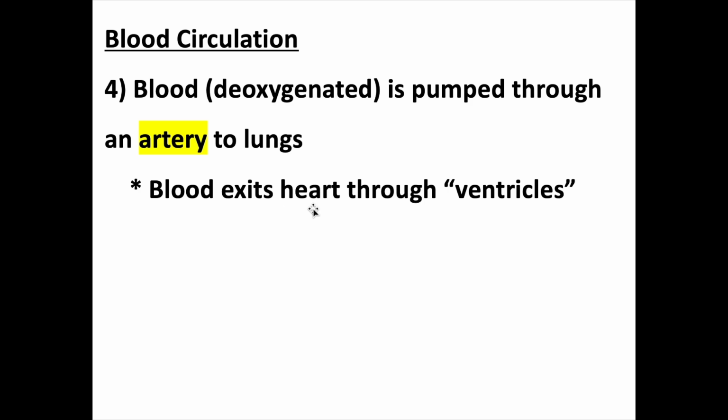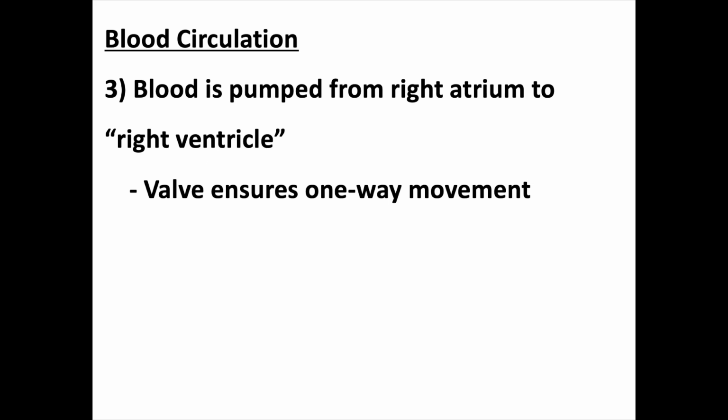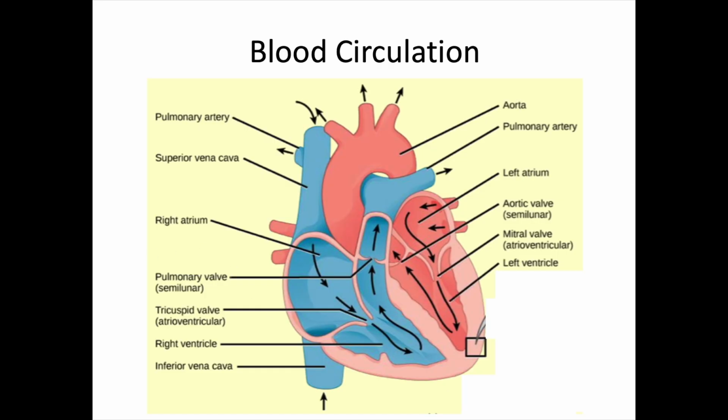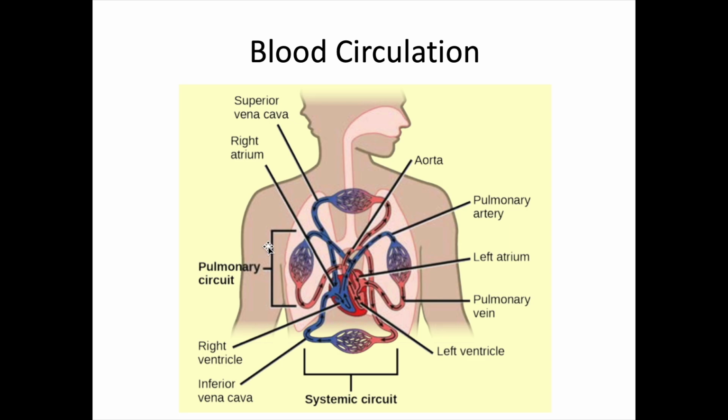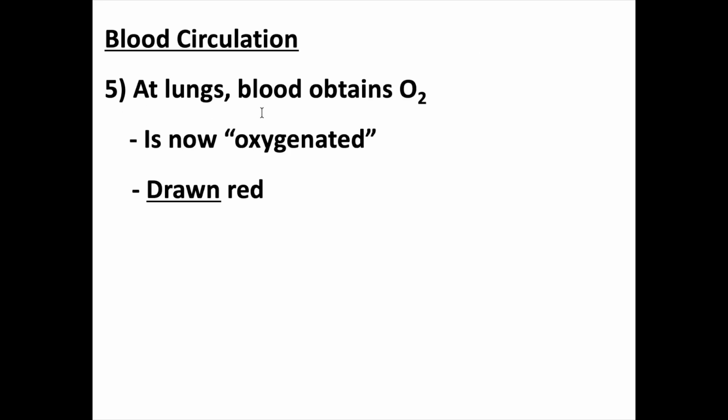Importantly, blood always exits the heart through ventricles. So it enters in atria, vents out through ventricles. So yeah, makes sense. If it's exiting the heart on the right side, it's going to be the right ventricle that does this. Now, the blood makes its way to the lungs, and we have gas exchange, all the stuff that we talked about in the previous chapter. This blood is going to go from being blue to red. Again, it's never blue; it's always a shade of red. But now we're drawing it red because it is oxygenated blood. So, at the lungs, blood obtains O2. It is now oxygenated. It is now drawn the color red.